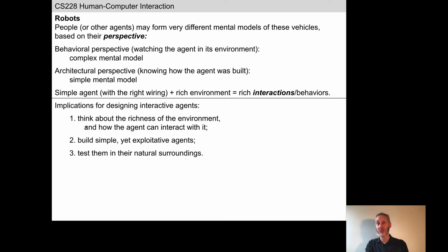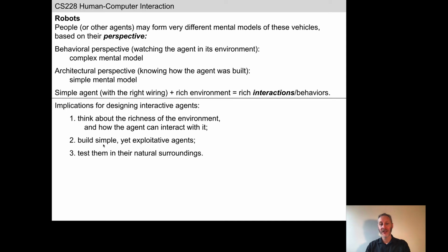And we talked about this when we talked about PACT analysis. We don't want to start by thinking about how to pack our robot with very complex neural network controllers. We want to think carefully about the context of that robot. What environment is that robot being designed for? And we want to think about the richness of that environment and how the agent may be able to interact with it or exploit it.